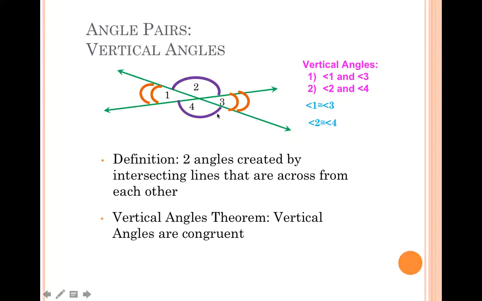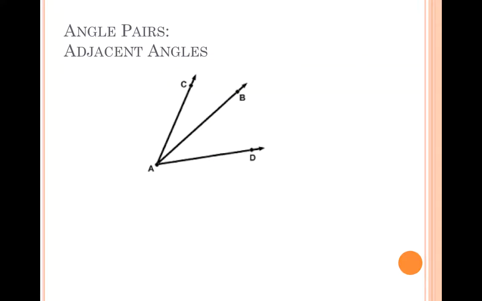So in your picture, you mark that these angles are congruent with these little arc things, using the same amount of arcs. Pretty cool, right? Let's keep going. Another type of awesome angle pair are called adjacent angles.